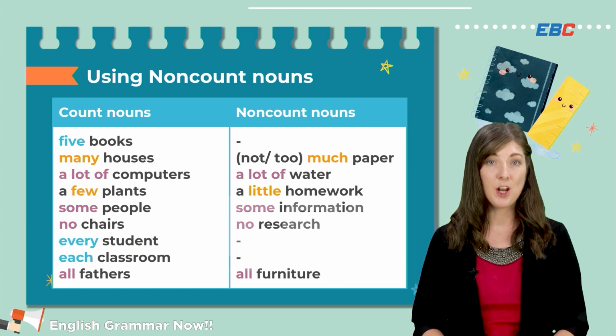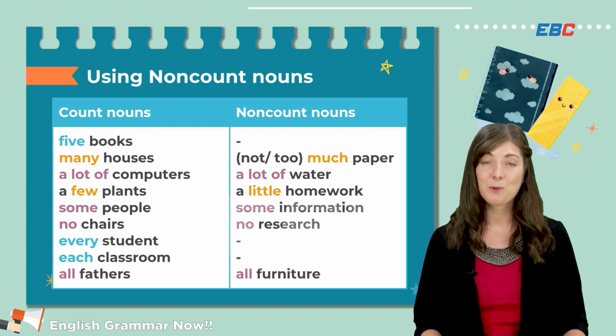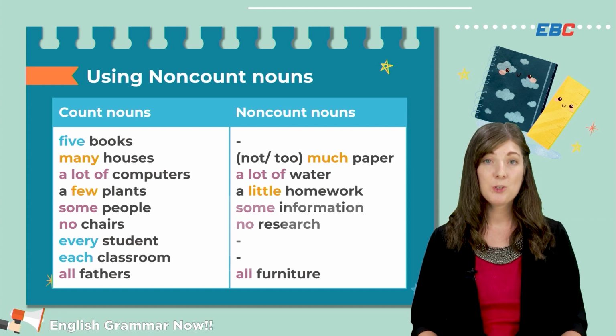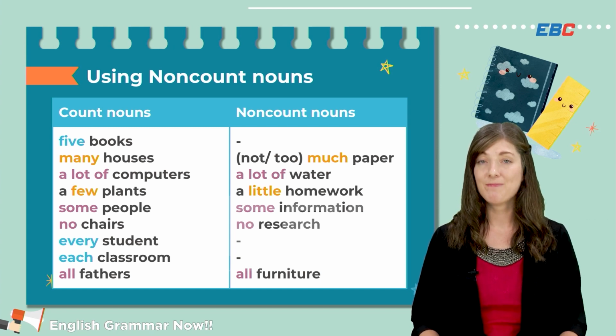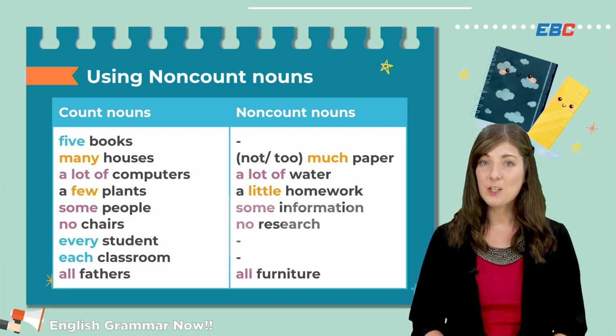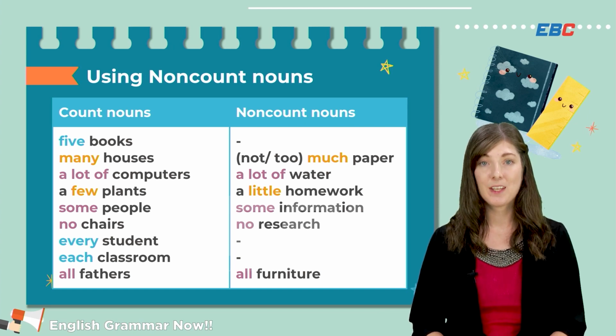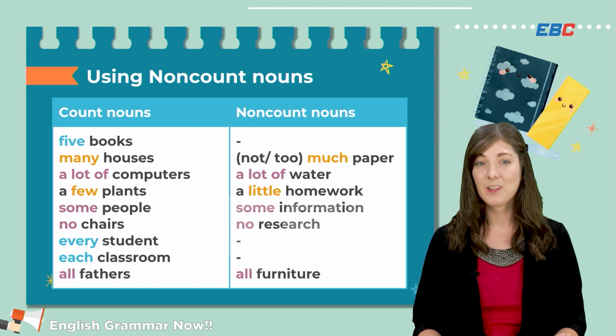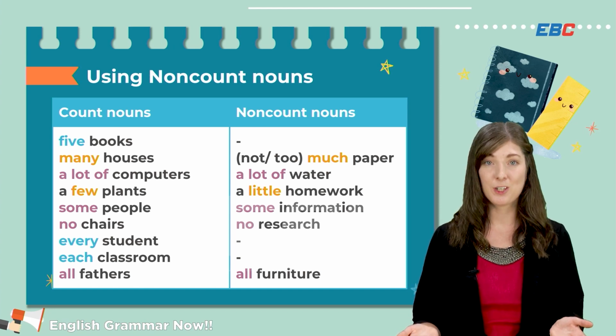Some and no can be used for both categories. Some people, some information. No chairs, no research. Words like every and each are only for count nouns. Every student, each classroom. We cannot use these for non-count nouns. Lastly, we can use all for both kinds of nouns. All fathers, all furniture.